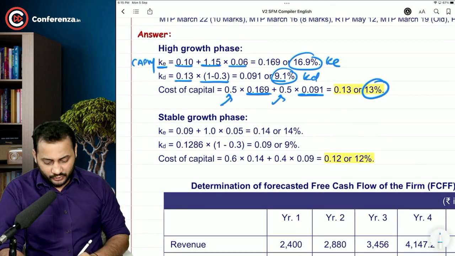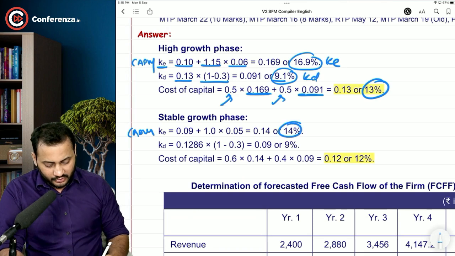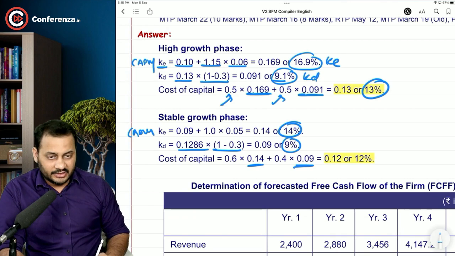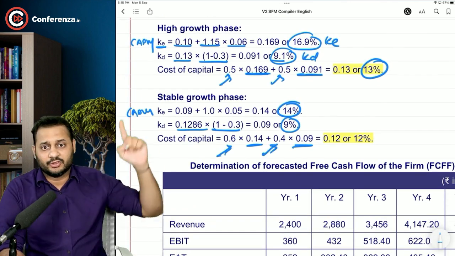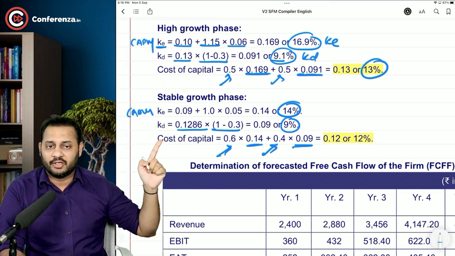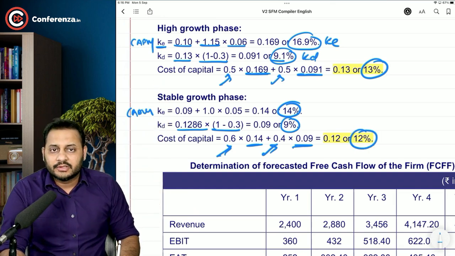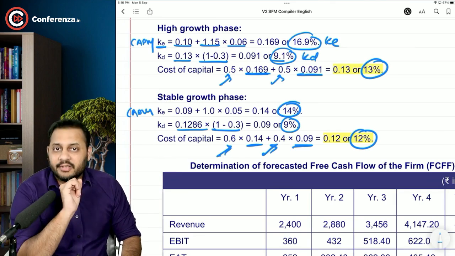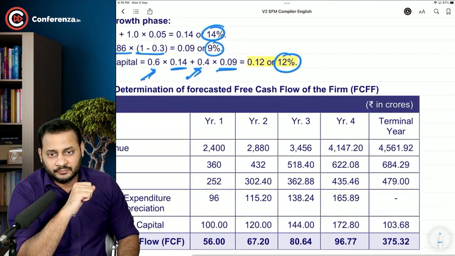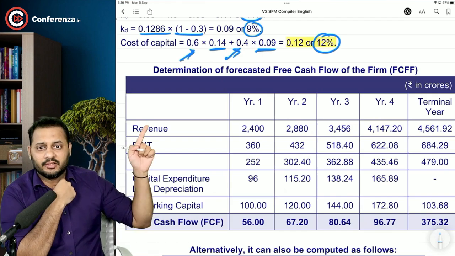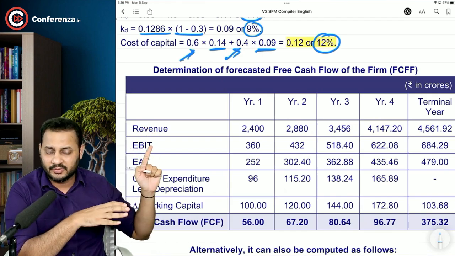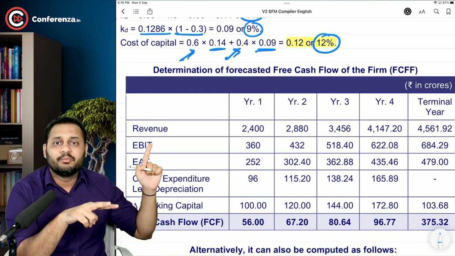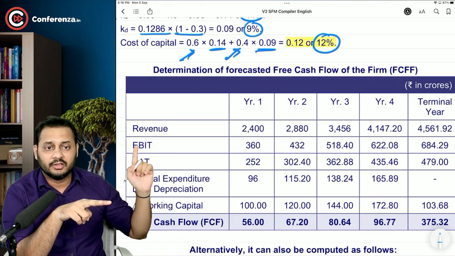After that, again use the CAPM to calculate cost of equity, and KD after tax is 9%. This 9% and 14% used with the new weightage of debt equity ratio, that is 60-40. It was 50-50. Now it is 60-40. So these are the two rates. So two discounting rates for two different phases. Now determining the cash flows, take the revenue, increase it by 20%. Take EBIT, increase it by 20% for the first 4 years and 10% after that.